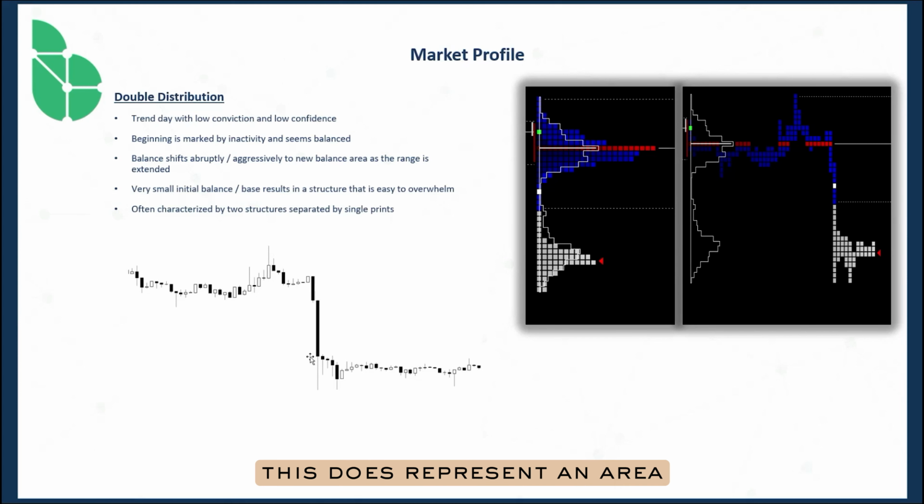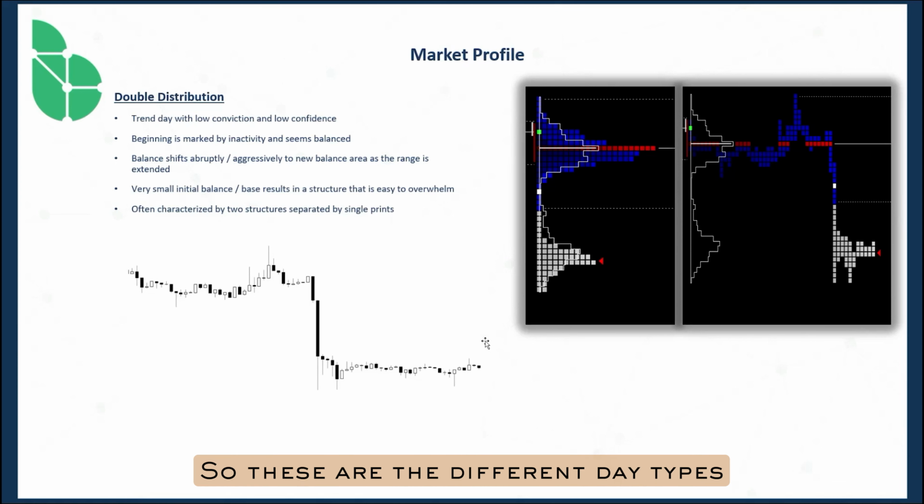Again, this does represent an area that's a ledge that could potentially be faded, but at this point you should really define your risk tightly, because the last thing you want is to see price get accepted into this area. By the time it gets accepted into that area, you only have a little bit of time to enter into the trade, or if you're a short, cover before price moves rather rapidly through it. So these are the different day types.